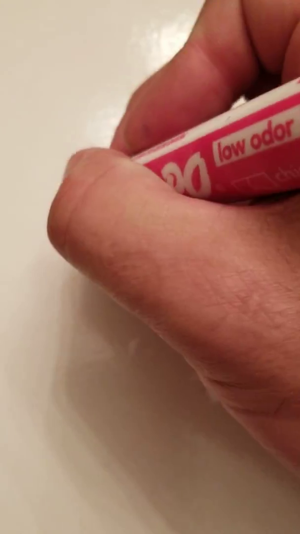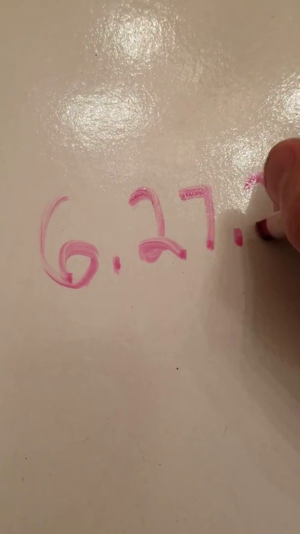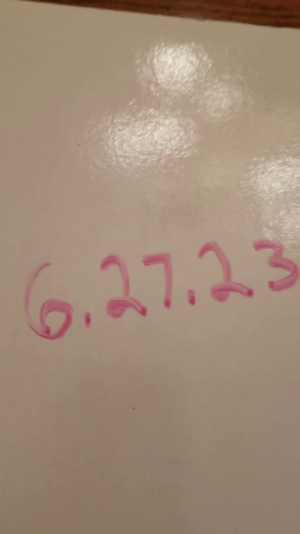Number 3, we have 627.23. And then 627.023.